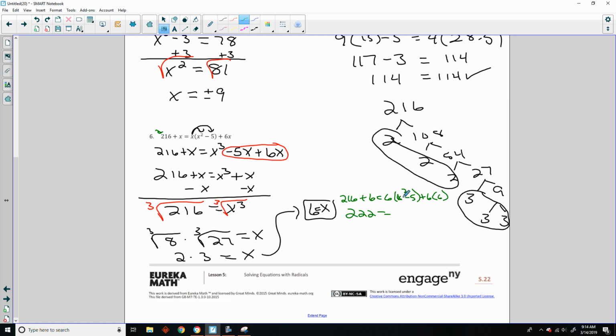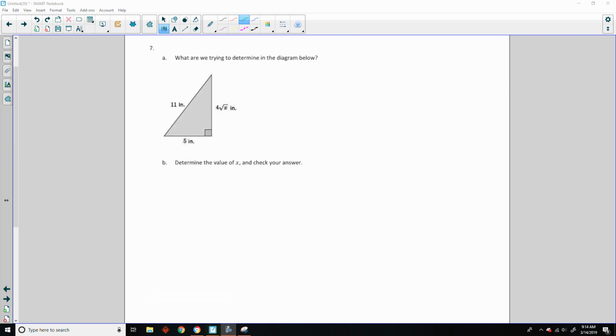Equals, this should be a 6. 6 times 36 minus 5 plus 36. So 222 equals 6 times 31 plus 36. 222 equals 6 times 1, 6 times 3 plus 36. So 222 equals 6 plus 6 is 12, carry the 1, 8 plus 3 is 11, plus 1 is 12, carry the 1, and sure enough, it checks.